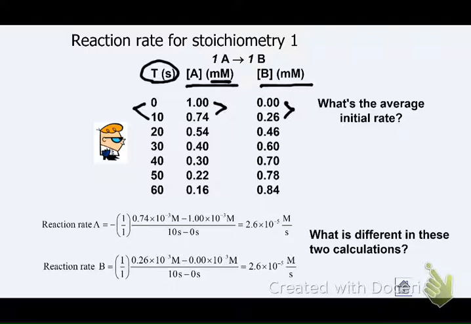Times 10 to the minus third and 0 times 10 to the minus third because it started at 0. Okay. That's going to give me 2.6 times 10 to the minus 4. The change in time is the same because it's the same time interval, so it's 10 seconds again. And I end up getting this. I get the same answer for both because that's the reaction rate. They're both from the same reaction. You should get the same reaction rate. If you get this on a test and you don't get the same answer, you forgot something, right?